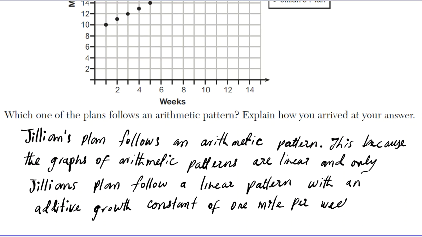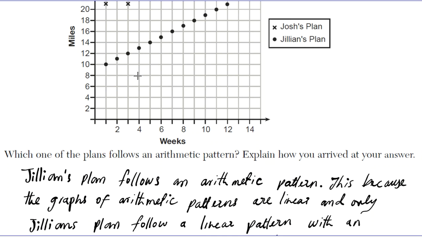Okay, so you can state these two facts in your answer, or just state that it's a linear pattern, or you can state that there's an additive growth constant of 1 mile per week. Any of those combinations will be a sufficient explanation as to why Jillian's plan follows an arithmetic pattern.